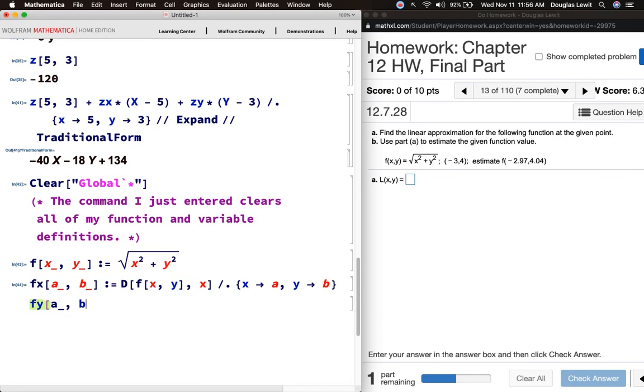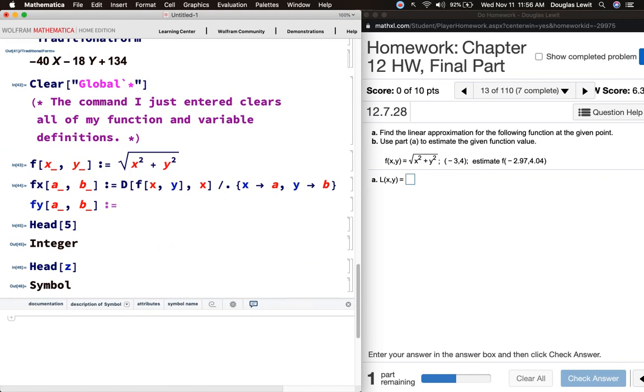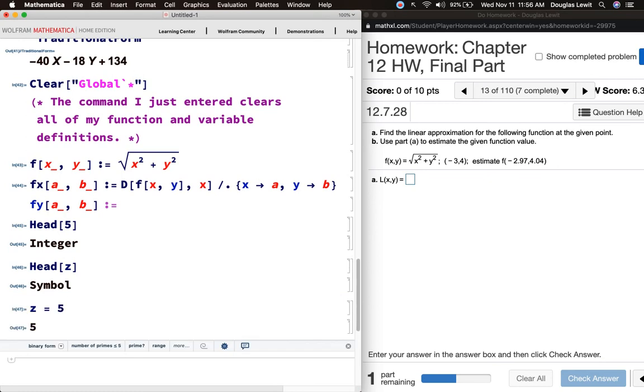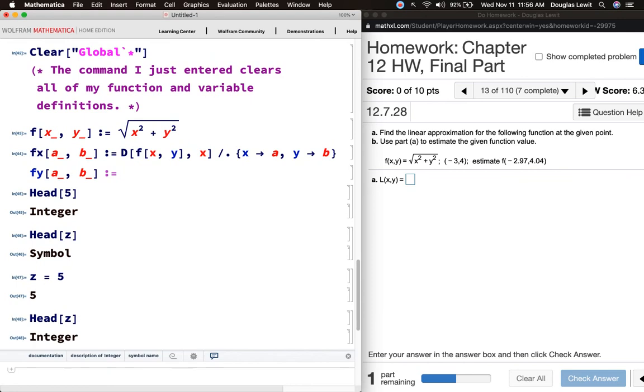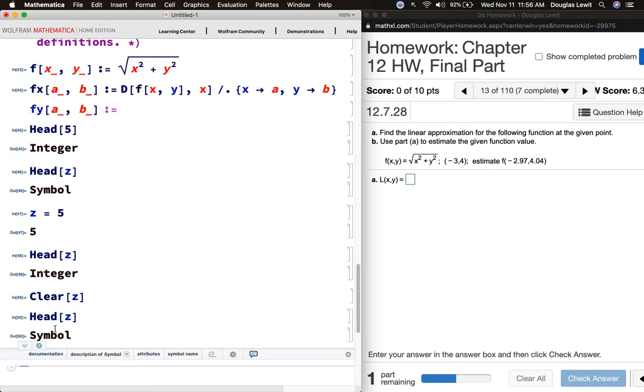Fy, a and b are numbers, x and y are symbols. And there is a difference in Mathematica. For example, this is an integer. This is a symbol. 5 is an integer, z is a symbol. What if I do this? Z is equal to 5. Z is now an integer. Clear Z. What is the type of Z? Z is now a symbol. I hope you guys understand that, okay?